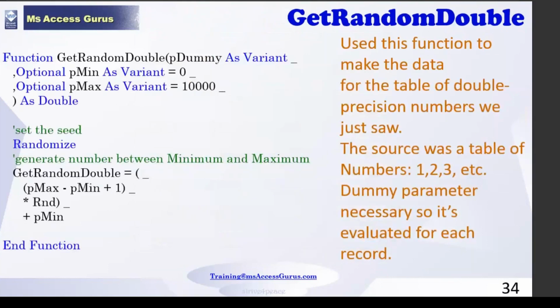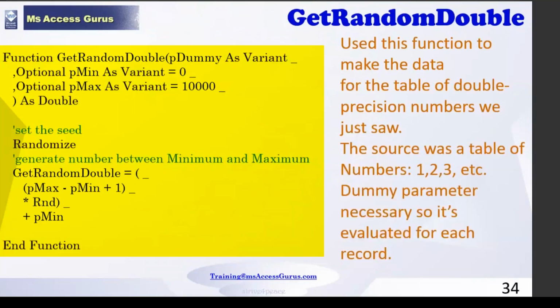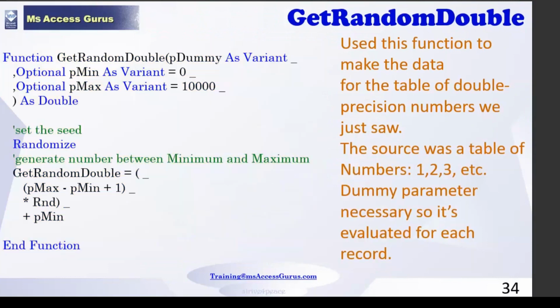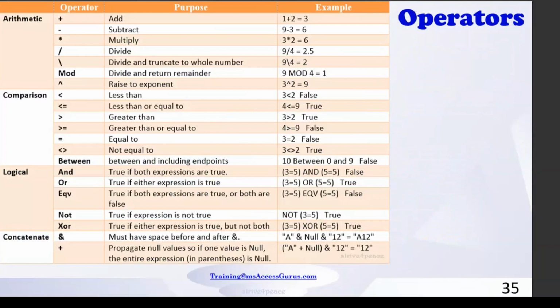I'm just going to go back up here. See that column with double numbers? I actually made all those numbers up by running this function, GetRandomDouble, and the source of that was just a table of numbers, 1, 2, 3, and so on. The first parameter is just a dummy. It's not actually used. Had to do that so that it actually evaluates it every time, because if you don't send some sort of a field or something that changes, it'll only do it once, and every record in the query will have the same value. Kind of useless.